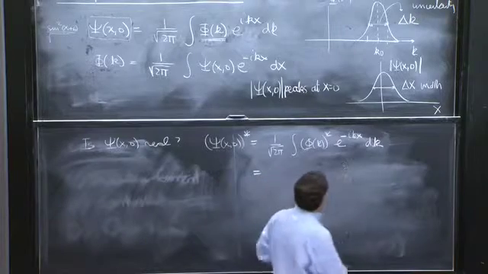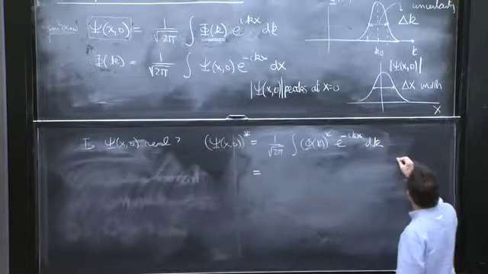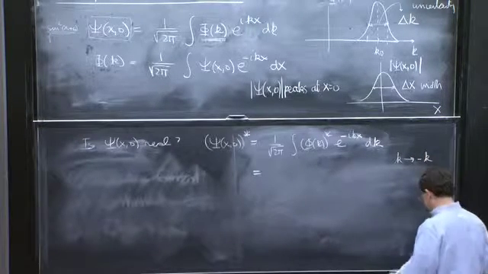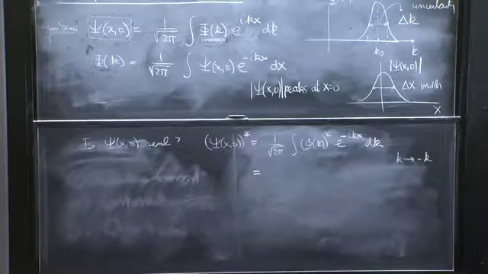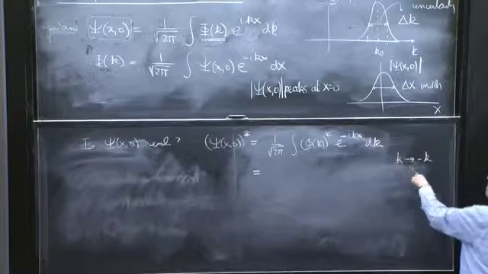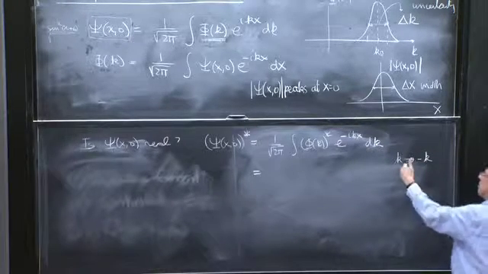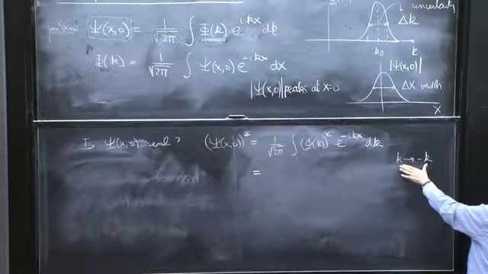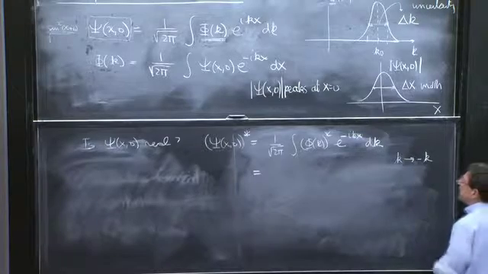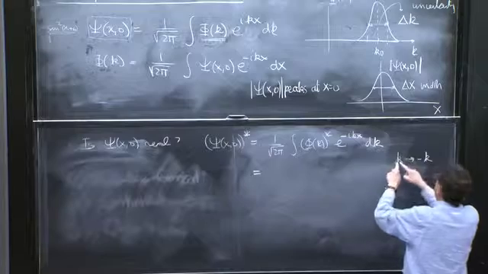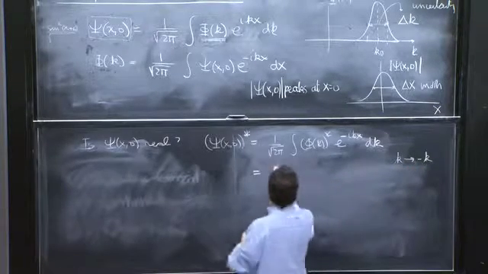So what I'm going to do is change variables by changing k to minus k. If you prefer to go a little more slowly, you could say you're going to have a new k called k prime equals minus k. But it's possible to do it this way. Now, there's going to be a couple of changes. Wherever you see k, you're now going to see minus k.